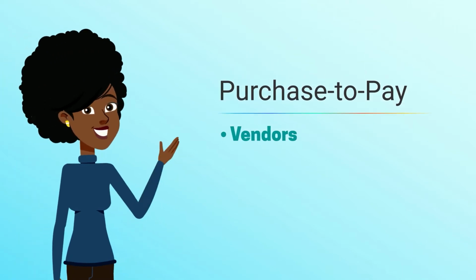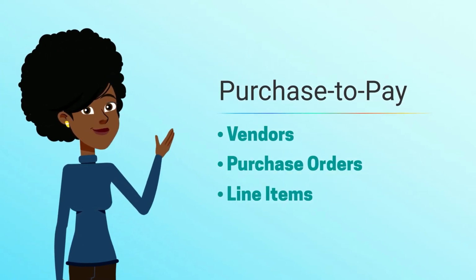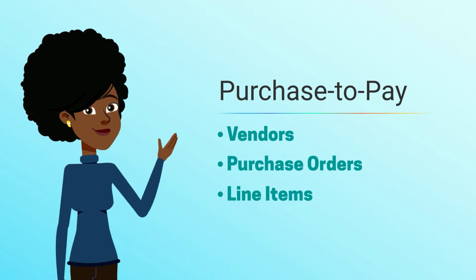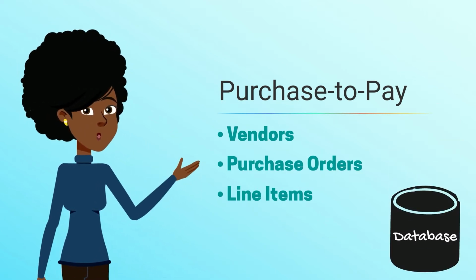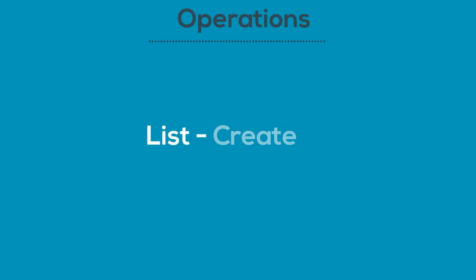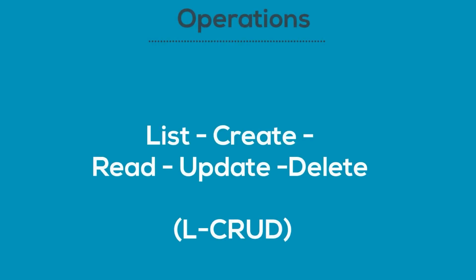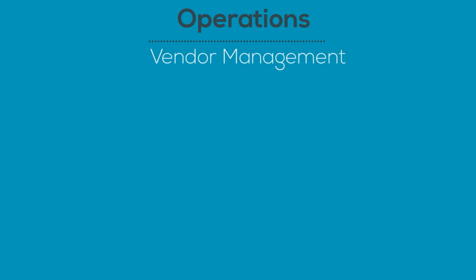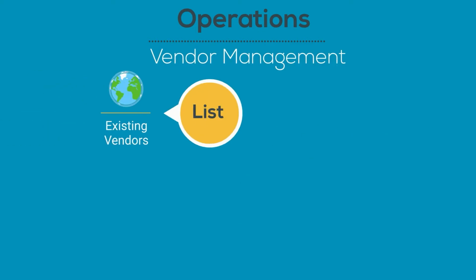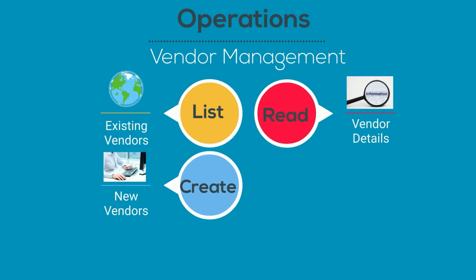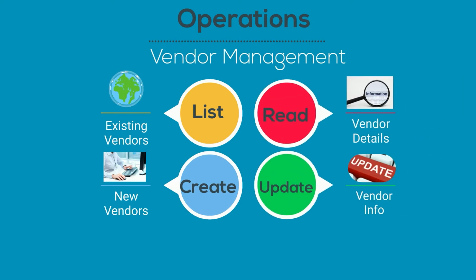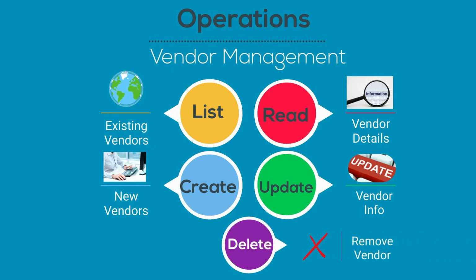A typical purchase-to-pay scenario deals with business objects like vendors, purchase orders, line items, and more, which each have underlying database tables. In most cases, we interact with these entities in standard ways. For example, when managing vendors, we might want to list existing vendors, create a new vendor, read and view details for a vendor, update vendor information such as phone, address, or bank information, or even delete a vendor, which is not common, but it is possible with the database connector.